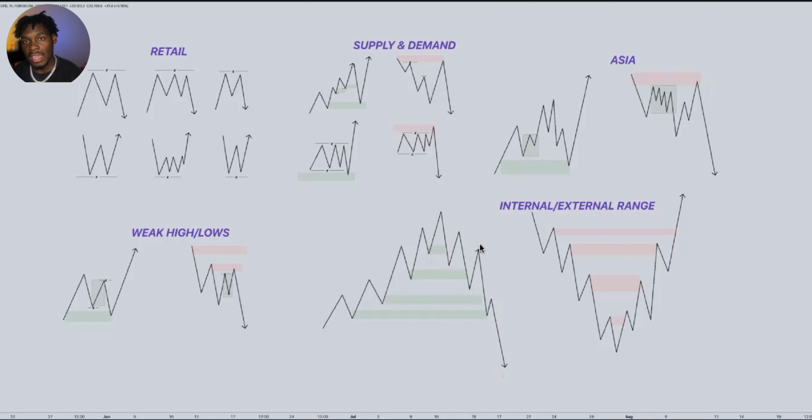It doesn't always make a new low or a new high, but if demand was in control, you could expect price to turn all the way around. If supply was in control, you could expect price to turn all the way around. That's internal, external range liquidity, which I will show you guys.